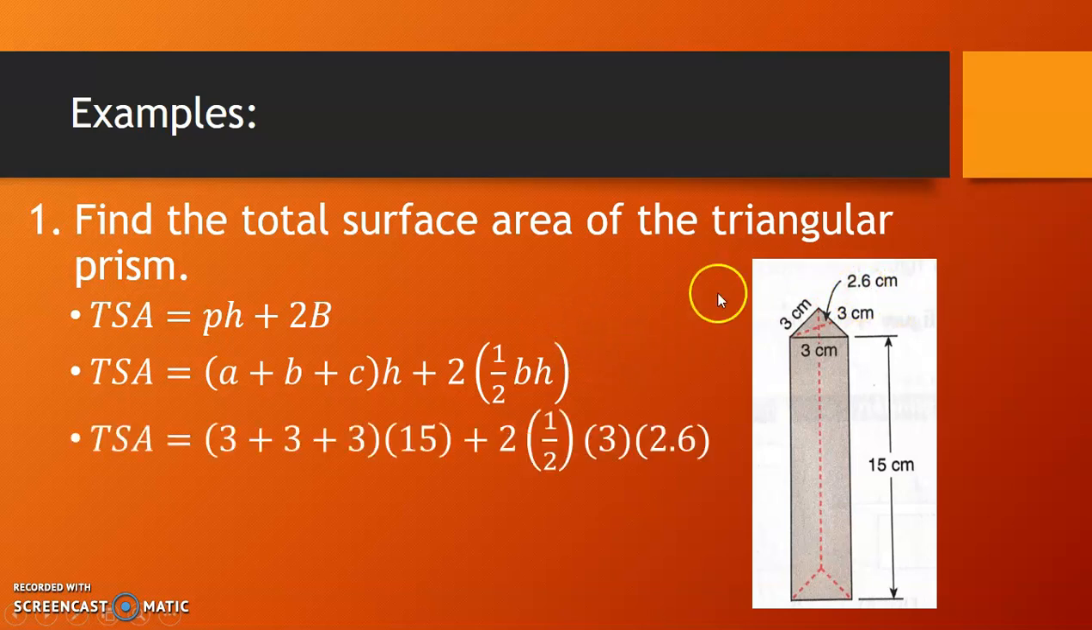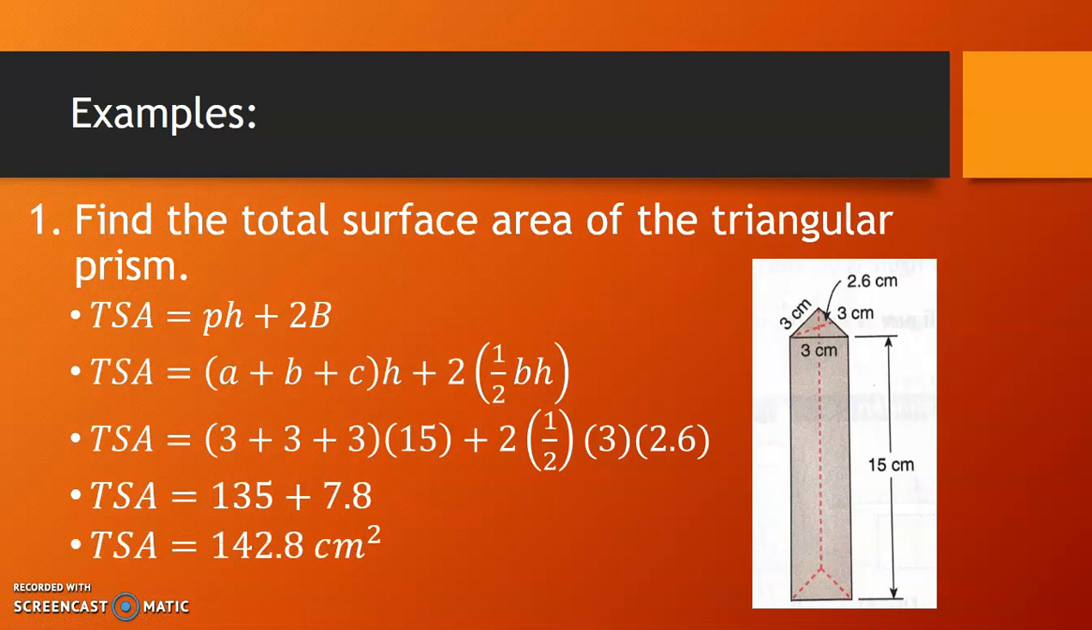So the 3 side lengths of the triangle are 3, 3, 3. So we put those in. Height of the prism is 15. That's from here. Plus the 2, 1/2. The base of the triangle would be 3, and the height of the triangle would be 2.6. So that's where I got all those numbers from. Evaluating, we get 135 plus 7.8. So we get 142.8 centimeters squared.